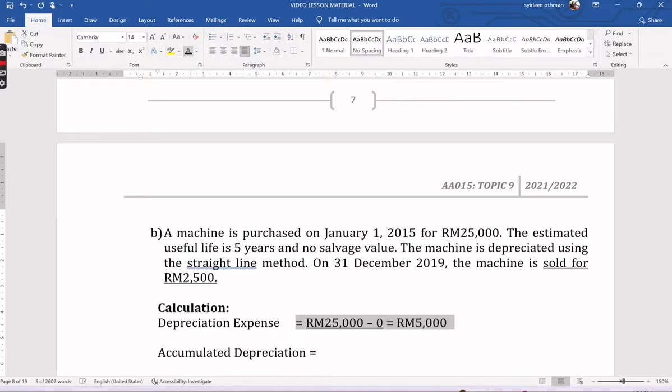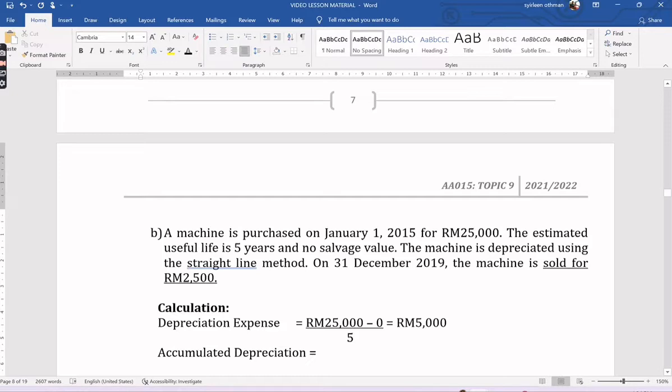So the depreciation expense as usual, you need to calculate for 1 year. So the depreciation expense here is 25,000 minus 0 because your salvage value is 0. There is no salvage value. And then kita akan divide by the useful life given, that is 5 years. So kita dapat the depreciation expense for 1 year, that is 5,000.